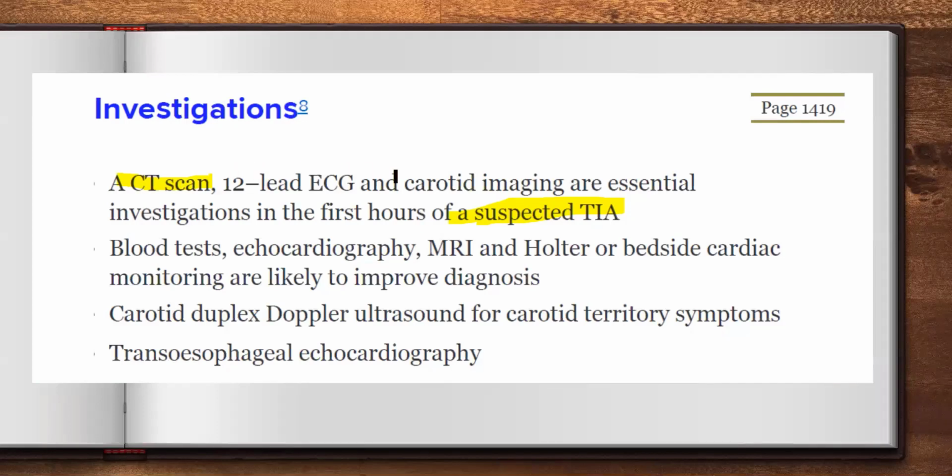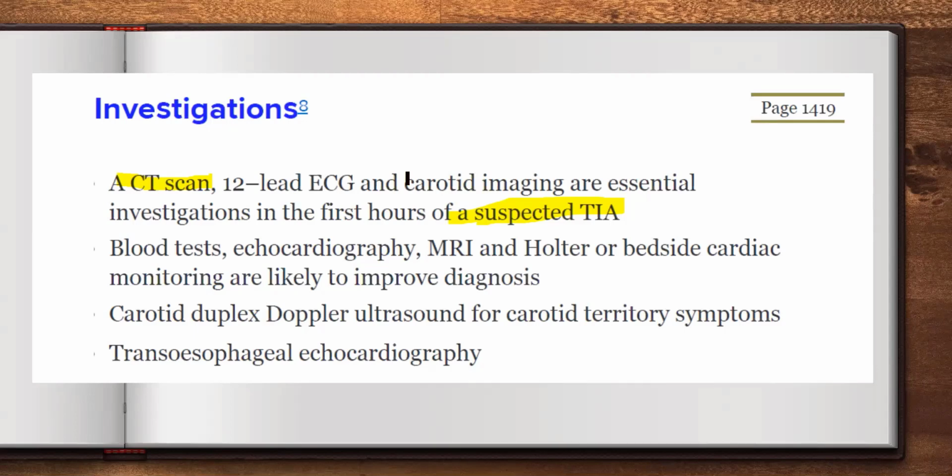Then we will go for carotid Doppler, ECG, and the echocardiogram. Normally, where does TIA usually come from? Take amaurosis fugax, in which a person loses vision in one eye for about 10 minutes, and then it resolves again. That's amaurosis fugax, also a mini stroke or TIA.